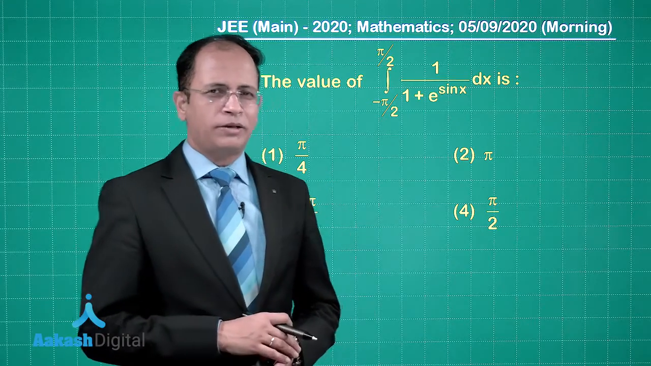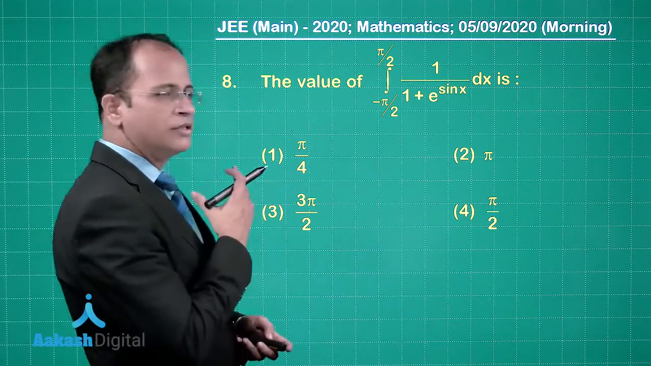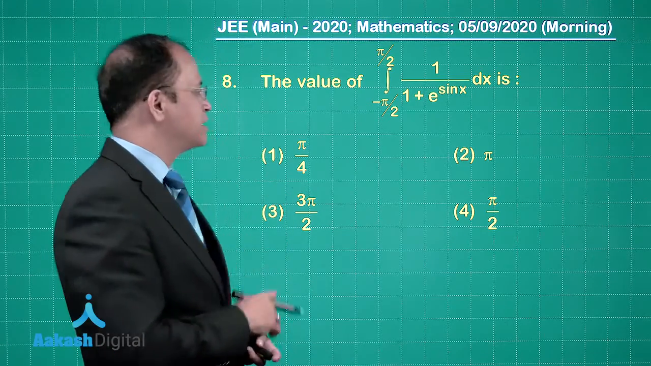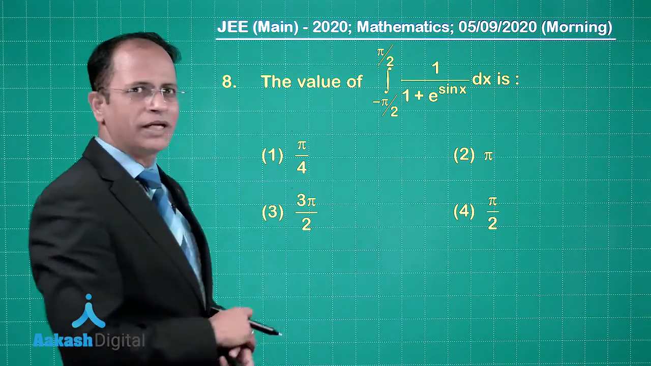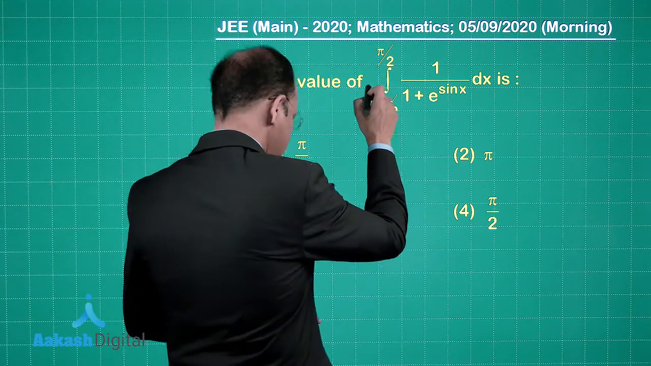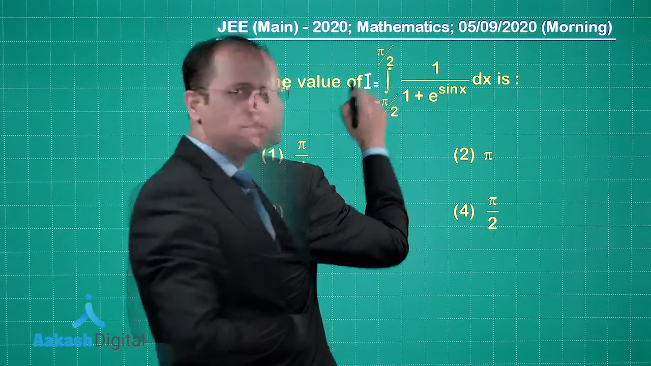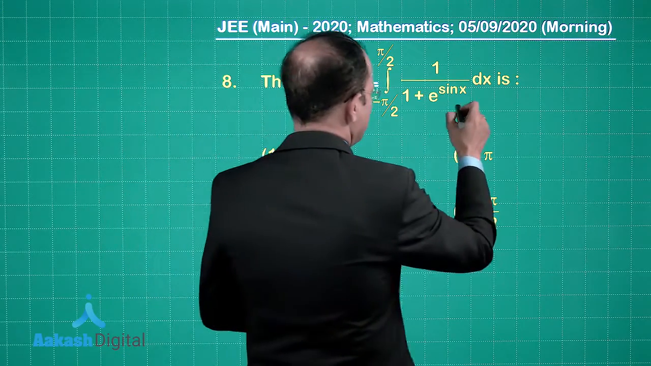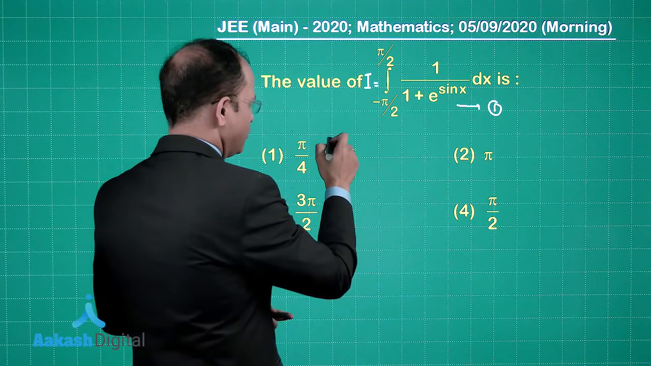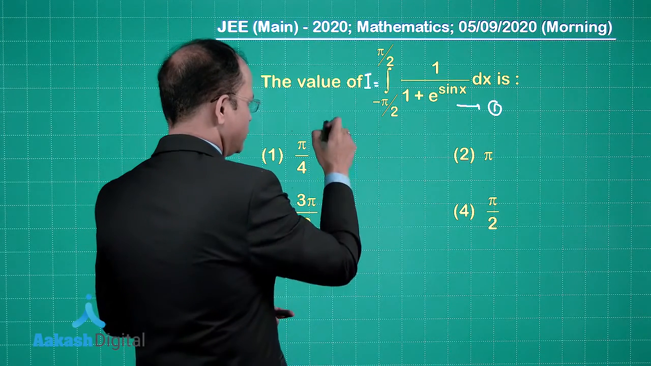Now friends, let's talk about the next question, that is the value of the integral from minus pi by 2 to pi by 2 of 1 upon 1 plus e raised to the power sin x dx. This is question number 8 we have. So here, yes, we can take this as I, and this can be taken as equation number 1. And I think what we can use is, we can use this form.